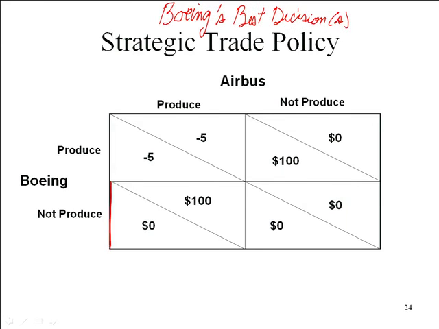If Boeing produces, they will lose $5 million. But if they don't produce, they will not lose anything. They won't make anything, but they won't lose anything. Yes?